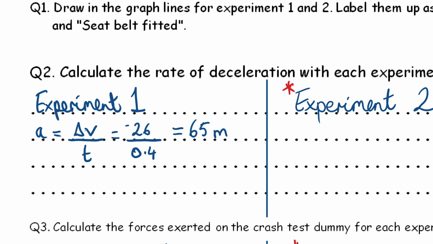By the way, it's a deceleration, so I should have negative in there because the speed is getting less. Meters per second squared. Watch the units again for acceleration. Many pupils forget or mix up these units with the unit for speed or velocity. You do the same now for experiment 2.